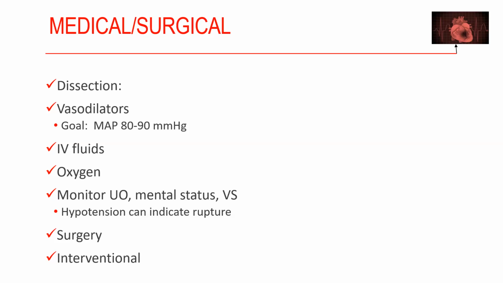But I've got you right around 80 to 90, maybe you're at 86, and then your alarm goes off. I go in your room and your MAP is 55. The likelihood is you have ruptured. Once you've ruptured, you don't have much time, because you're going to bleed to death.